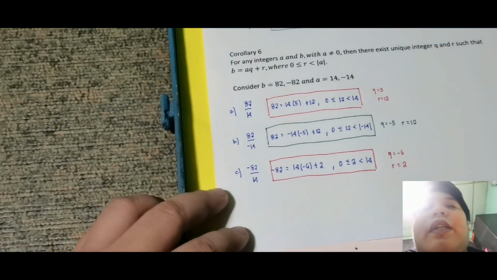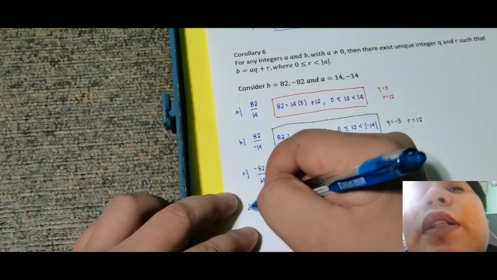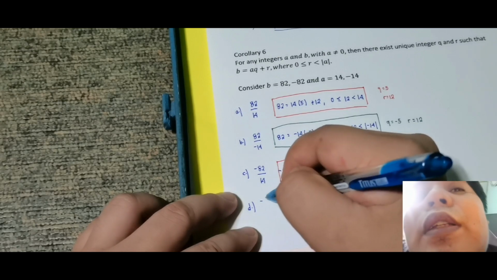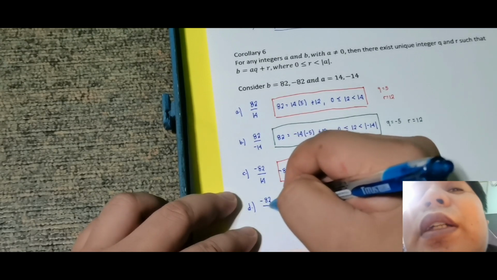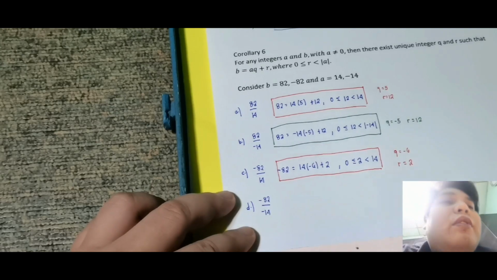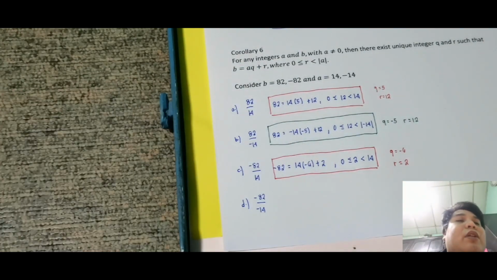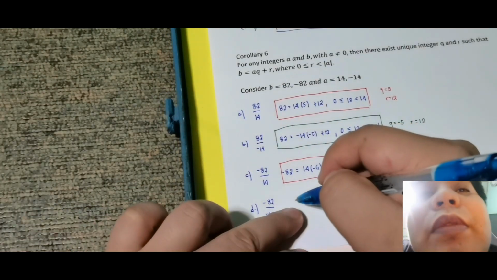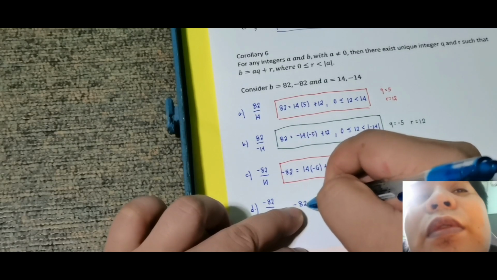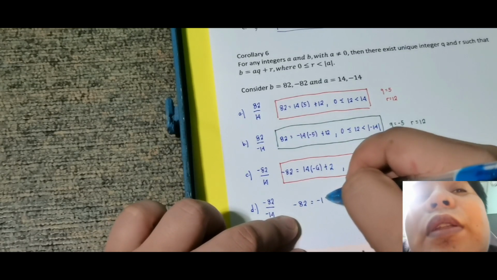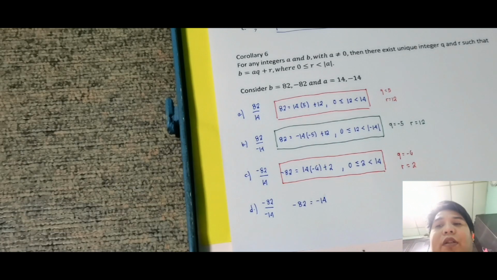Okay, next is letter D. So for letter D, negative 82 divided by negative 14. So ayan, napakita ko at least lahat ng possible combination na gagawin nyo. So if you have negative 82 dito is equal to negative 14. Okay, so kung napansin nyo, negative 14 siya.